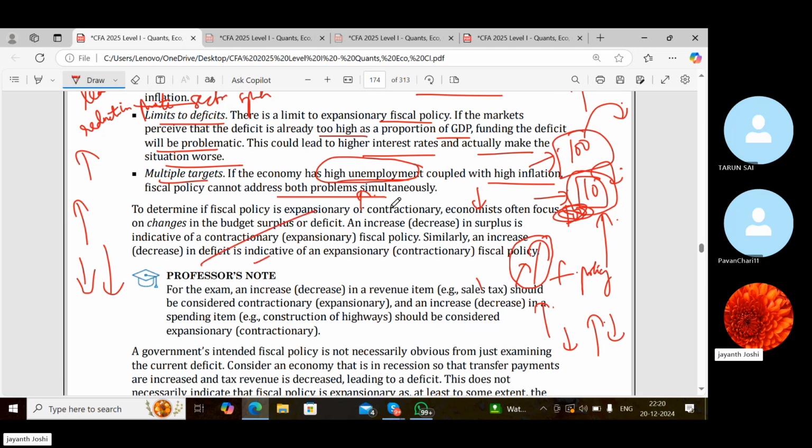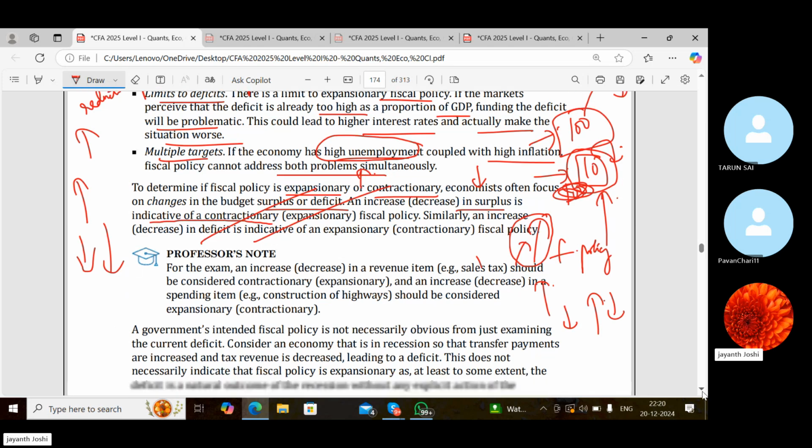So this part is nothing but the summary of whatever we have seen. To determine if fiscal policy is expansionary or contractionary, economists often focus on changes in budget surplus or deficit. An increase in surplus is indicative of contractionary policy. What is an increase in surplus?